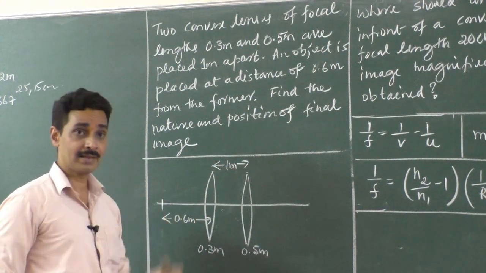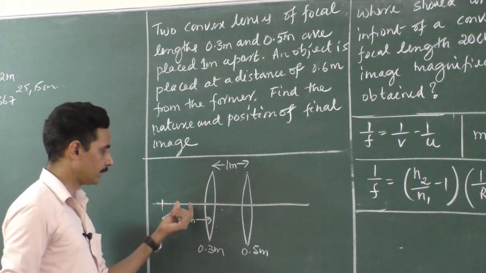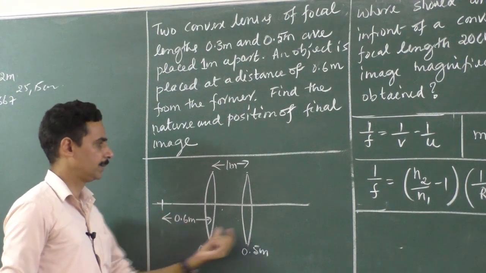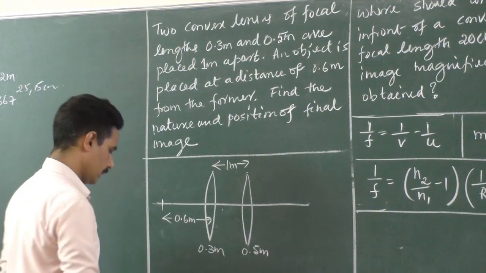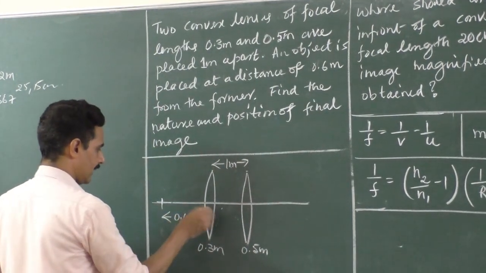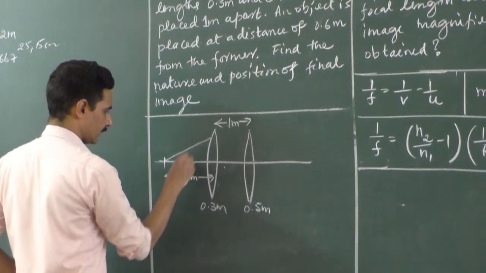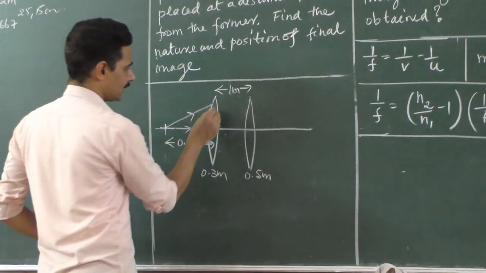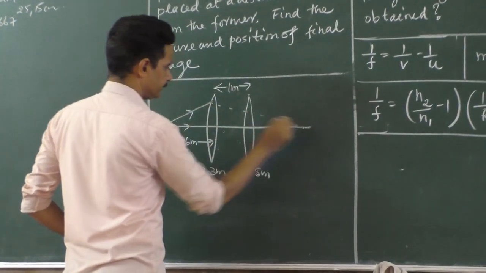And there may be another case also. Suppose the object is kept between f and 2f, then the image goes beyond 2f. I will discuss the case. I will take two rays of light like this. Imagine that the image is formed somewhere here.